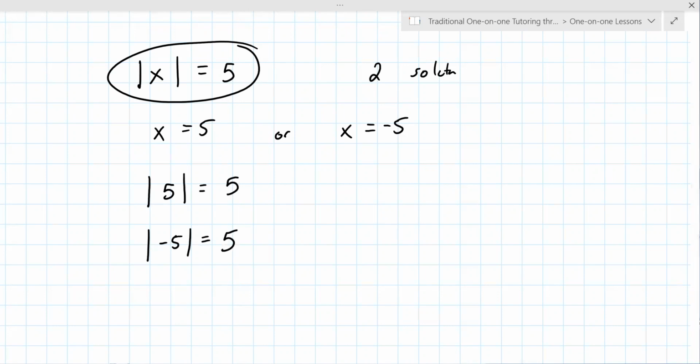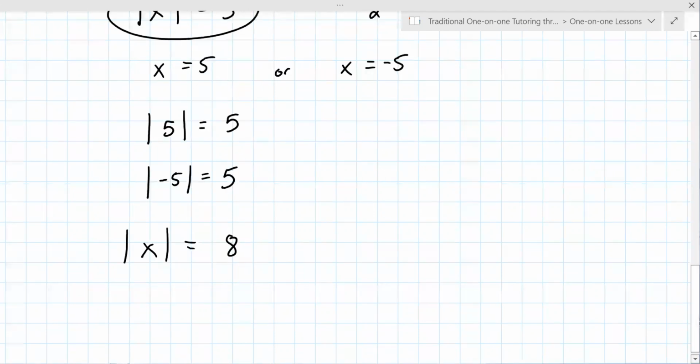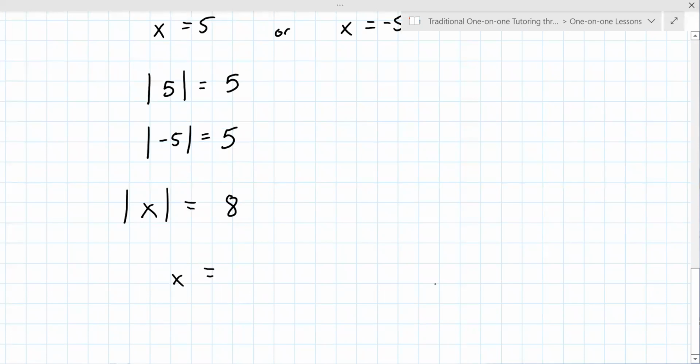Okay, so let's say I gave you a problem. What if the absolute value of x equals 8? What are the two values of x? What should x be? x equals 8 or -8. Very good.